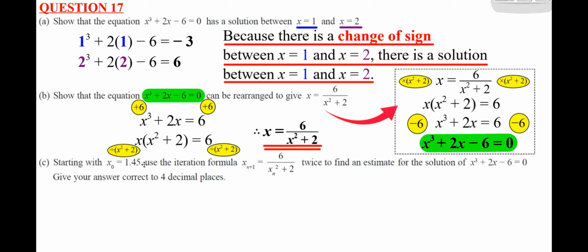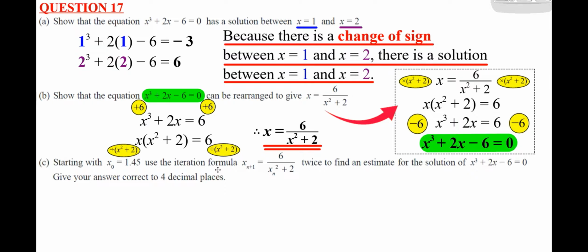The final one, part C, we start with x subscript 0. That's just essentially saying the first value of x we're going to try. So with the first value of x being 1.45, we're going to use this iteration formula here twice to find an estimate for the answer of this equation here. We're going to give our answers correct to 4 decimal places. An iteration formula is just a fancy way of saying a formula you can use again and again and again, and if the iteration formula works correctly, it will zoom in on a correct solution.